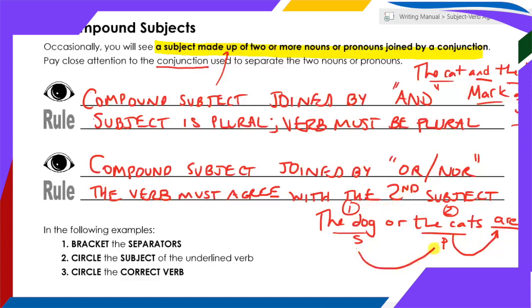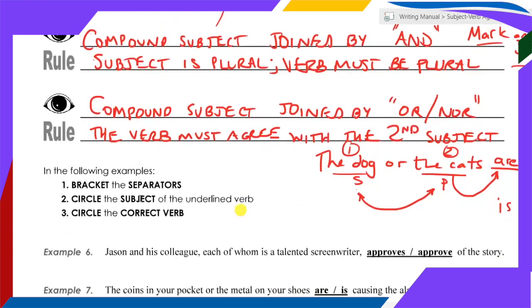Now, if these two subjects were flipped and the sentence became the cats or the dog, then it would be the cats or the dog is. Since the dog would be the second subject and the dog is singular, we would then need a singular verb.